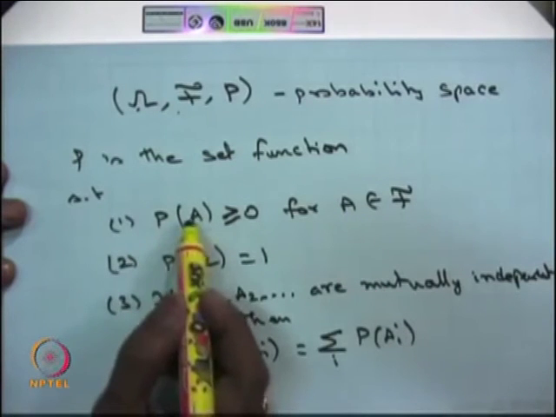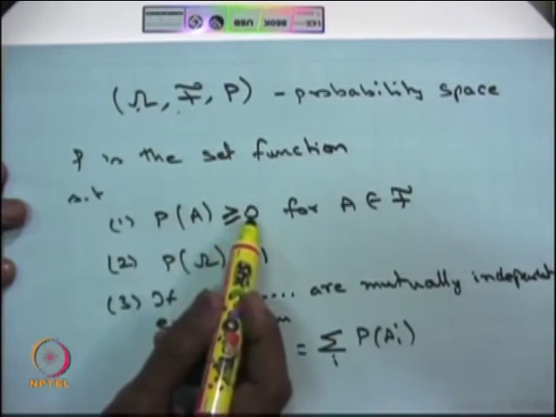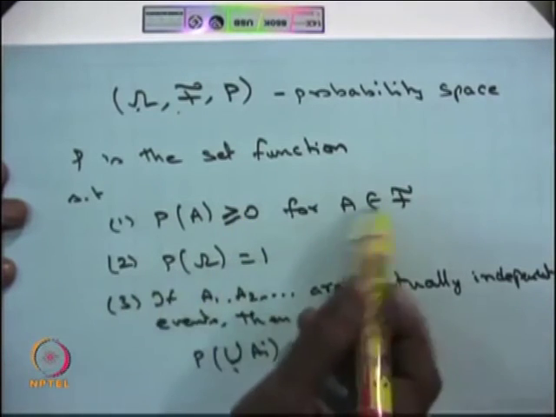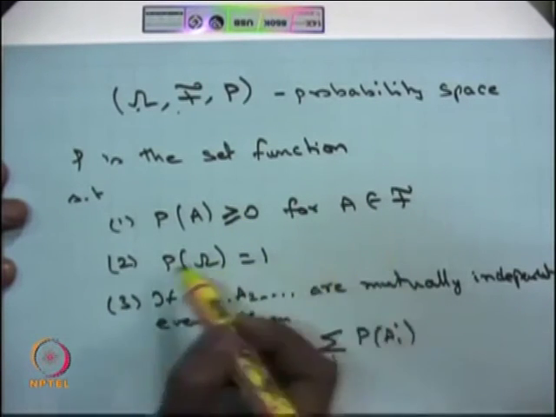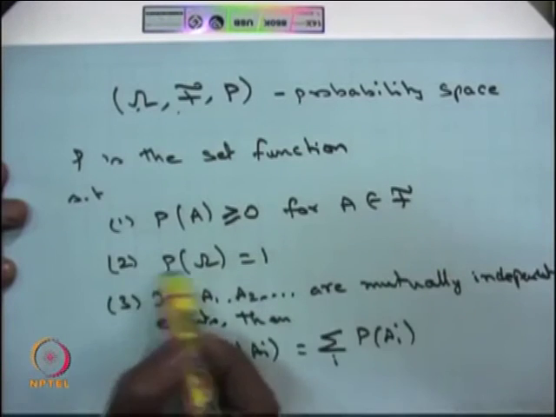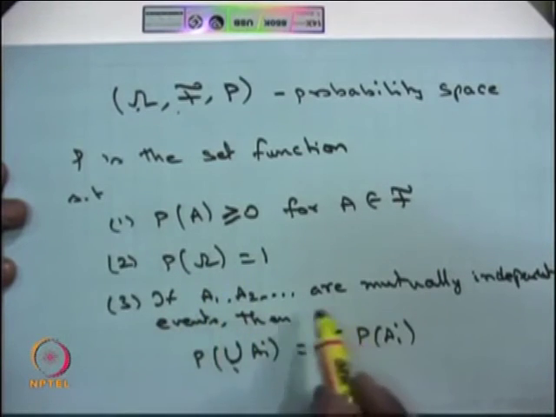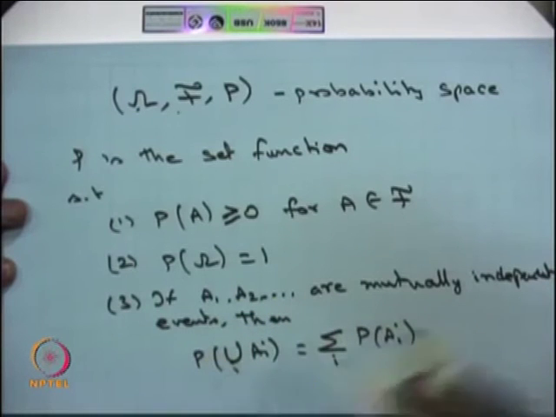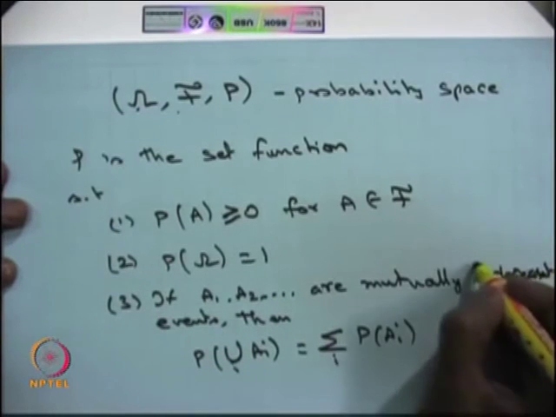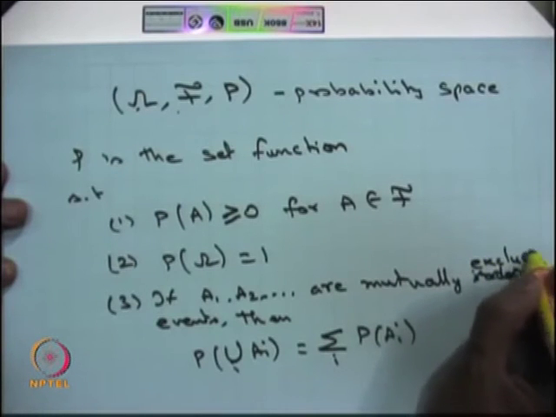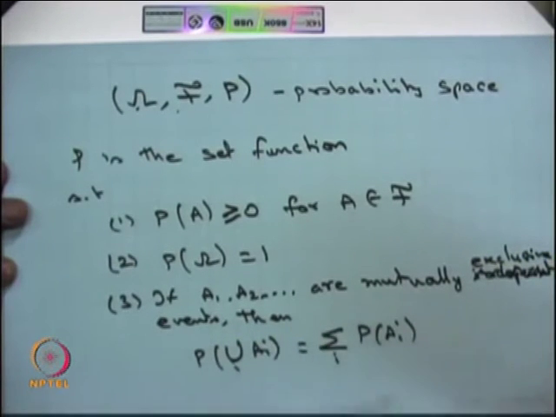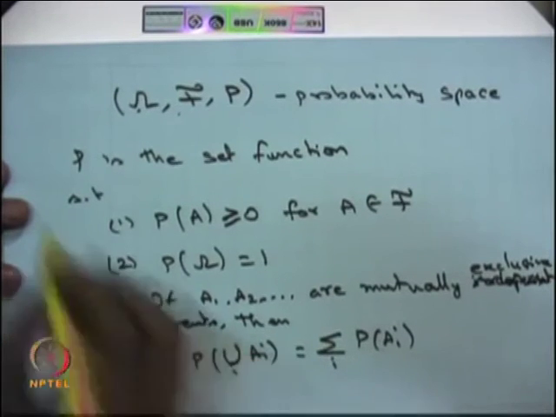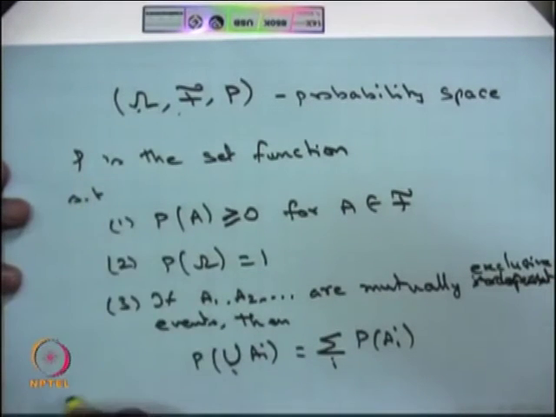So, the P of any event is always greater than or equal to 0, and if you take the event Omega, which is also one of the elements in F, then P of Omega is equal to 1. And the third condition: if you take A's that are mutually exclusive events, then the probability of the union is the summation of the probabilities, the summation of P of A's. Then this P is the set function, and it is the probability measure.